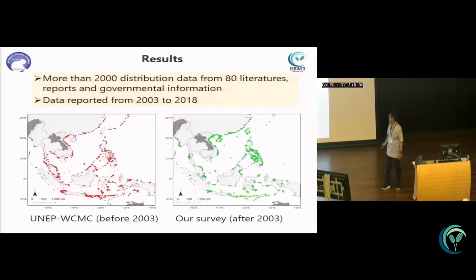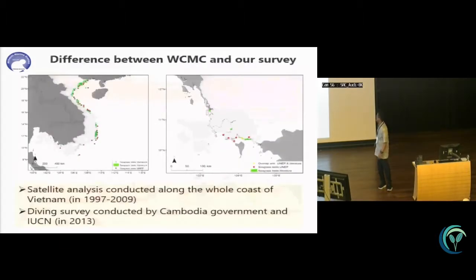And here's a comparison. This is the map in UNEP-WCMC from before 2003, and this is the GIS database we created based on our literature survey after 2003. So you can find a big difference. At this scale it's difficult to check, but if we look in more detail, there's a big discrepancy.